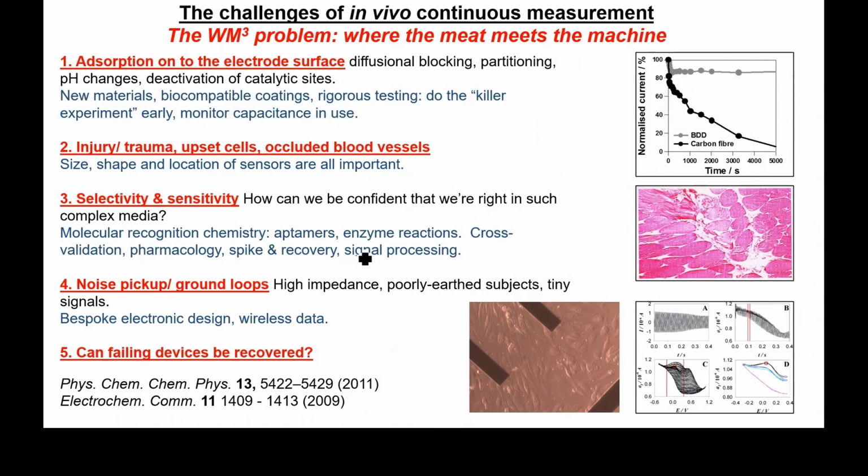How can we be confident that we're right in such a complex media? So sensitivity and selectivity are important. We need to have good quality recognition chemistry, such as aptamers and enzyme reactions. We need to do some sort of cross-validation. We can perhaps manipulate concentrations, as I showed on the last slide, by pharmacology, or maybe even by spike and recover. We can locally inject our target analyte and see, is it still working? Or we may be able to do some fancy signal processing, and I'll give you an example of that later.